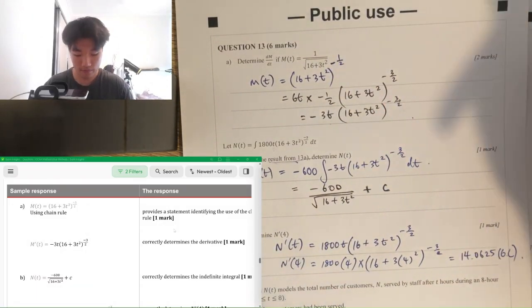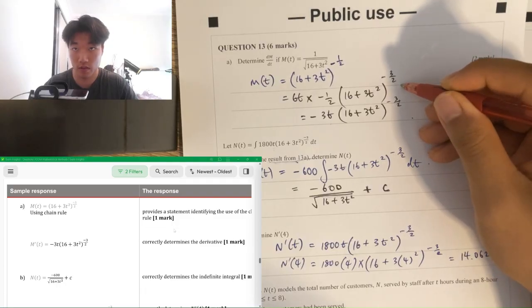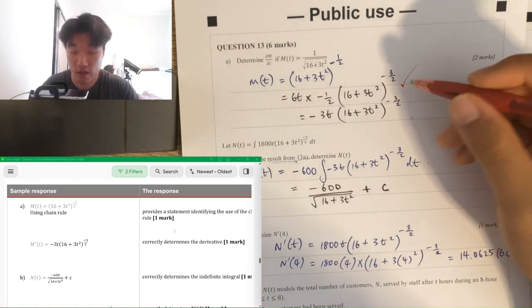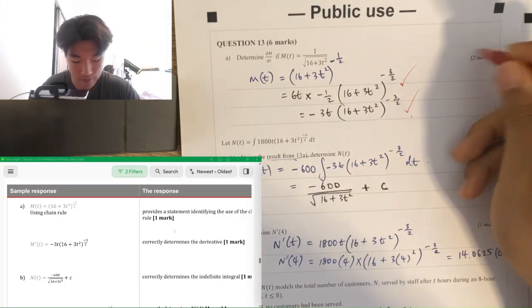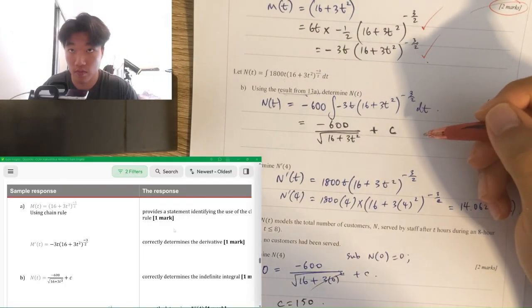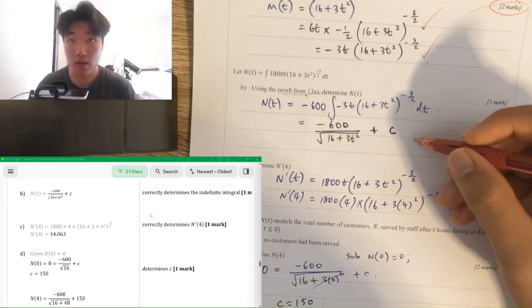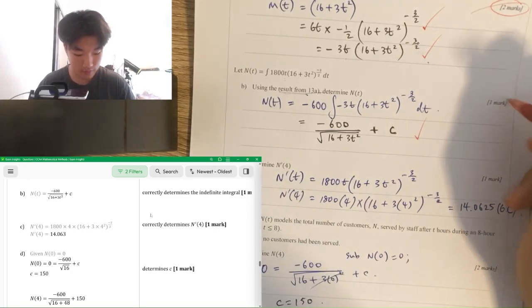Statement using the chain rule. I think it's implied. I think it allows implied working. It's implied through working. Negative 3t, and then that, negative 3, yeah, okay. I might be wrong, so just be wary of that. Correctly determines indefinite integral. So this is 1 mark. Negative 600 brackets, yep.